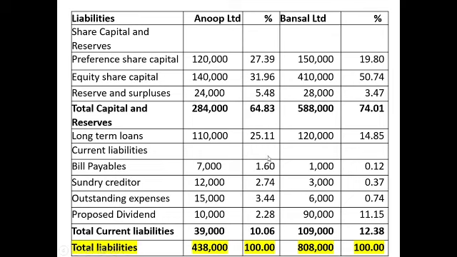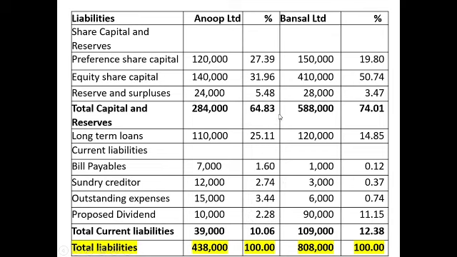Next, bills payable under current liabilities, it's nearly 1%, 1.5% like that we can take. Sundry creditors is nearly 2.7%. So they're having sundry creditors, they need to pay. Outstanding expenses, they're having 3%. And last item is proposed dividend. On the liability side, the bifurcation will be like this.